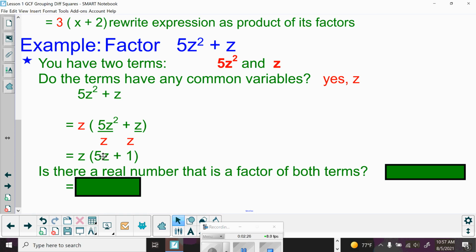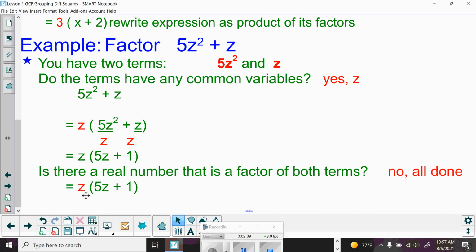5z plus 1. Is there a real number or an integer that is a factor of both terms? I have 5z and 1. Only 1. And 1 doesn't change anything. So I'm done. I have factored this. It's z times 5z plus 1. Remember that when you do greatest common factor, you have to give me the greatest common factor and the remaining or resulting polynomial.